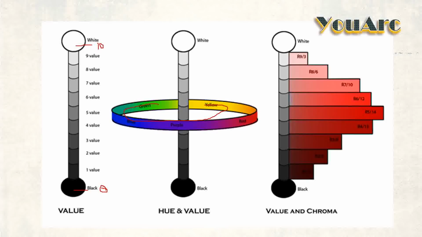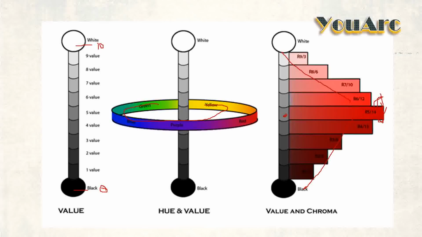Now we are introducing value and chroma for one particular color, which is red. When red is at this particular point, it reaches the natural saturation. We are adding different colors to desaturate it. These are desaturation values, so it is also called chroma. So this is all about value, hue and chroma. Hope you got these concepts very clear.